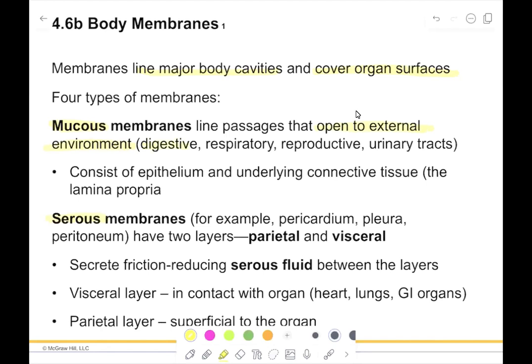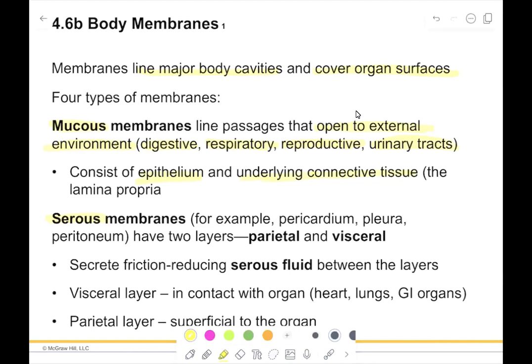So if we think about the digestive system, the beginning and the end of the digestive system would have mucous membranes. The beginning of the respiratory system, the opening of the reproductive system, as well as the urethra, for example, and the urinary system. They have epithelium in them, underlying connective tissue. And that epithelium, a lot of times, is going to be columnar in shape, but it definitely can vary.